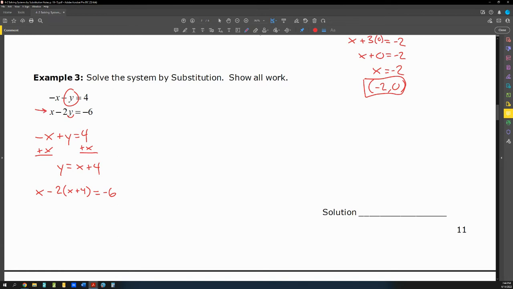Now solving for x, we're going to distribute this negative 2. So x minus 2x minus 8 equals negative 6. Combining like terms, x minus 2x is negative x, minus 8 equals negative 6. Adding 8 to both sides, we get negative x is equal to positive 2. And then finally, dividing both sides by negative 1, we get x is equal to negative 2.